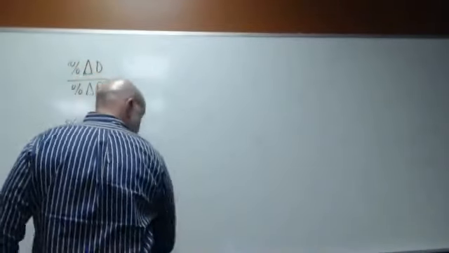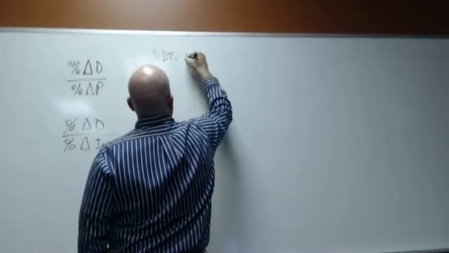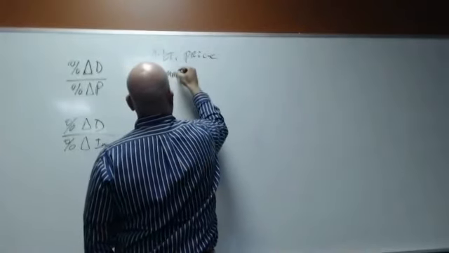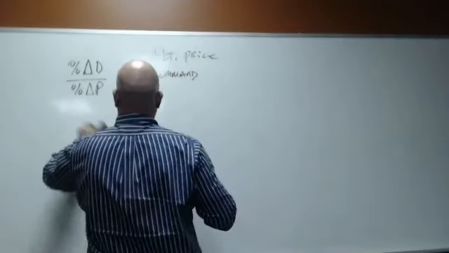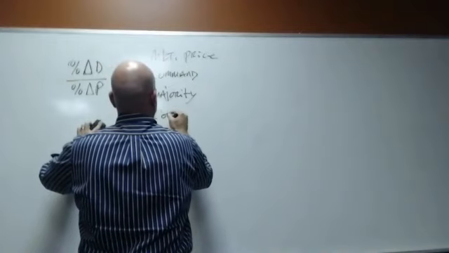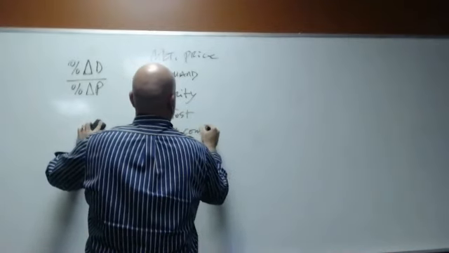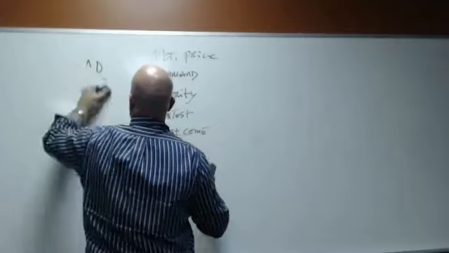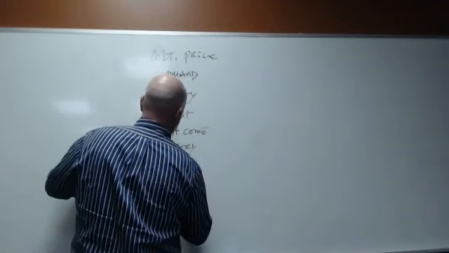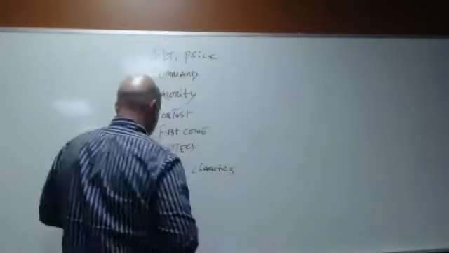Market price, command, majority rule, contest, first come, first served, lottery, personal characteristics, and force. Market price. Command. Majority rule. Contest. First come, first served. Lottery. There's one more. Personal characteristics. All right, and force.